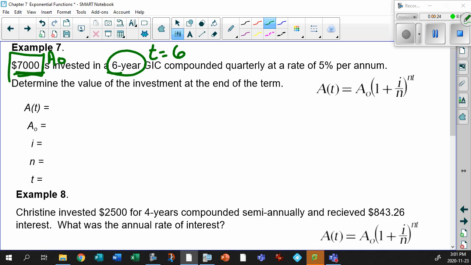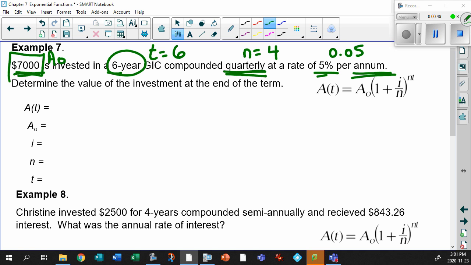Okay, keep reading. The GIC compounded quarterly. So N equals 4 at a rate of 5% per annum. What the heck does annum mean? It's a short form of annual, which means every year. So your interest rate is 0.05 as a decimal. Total, we have no idea because that's what we're after.